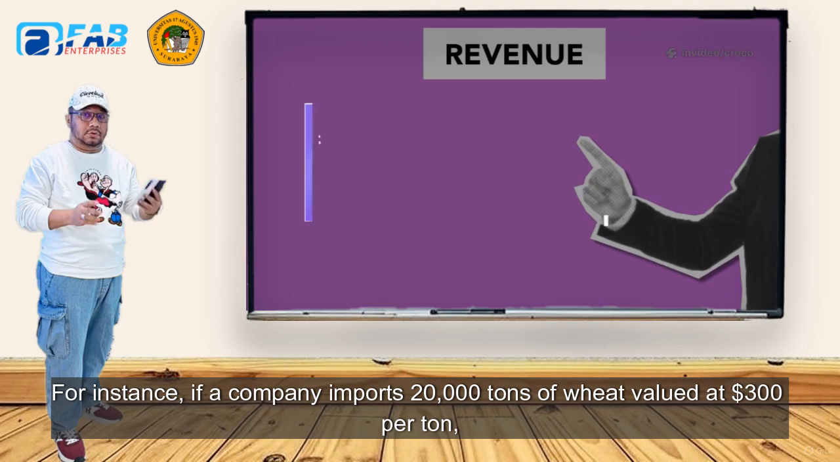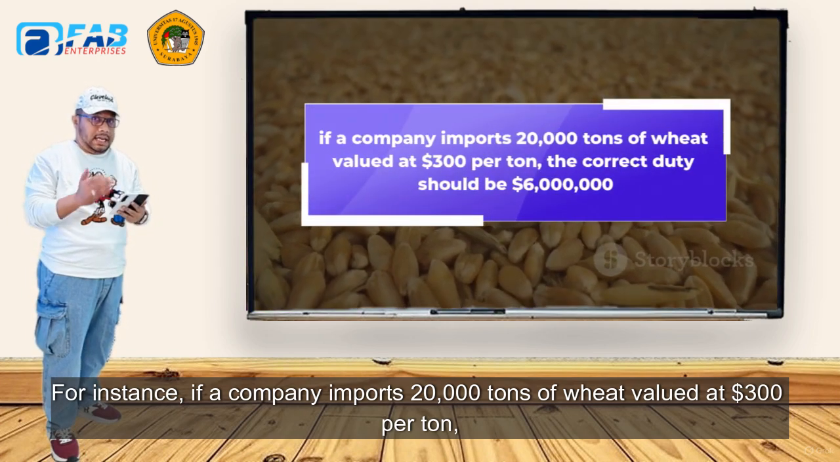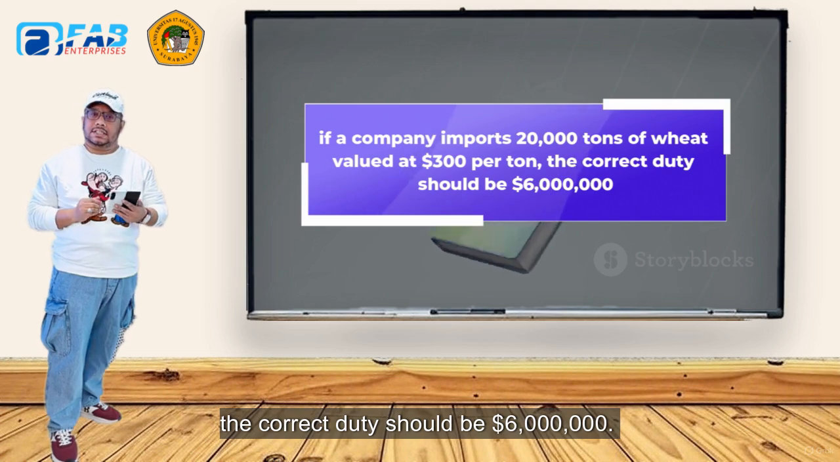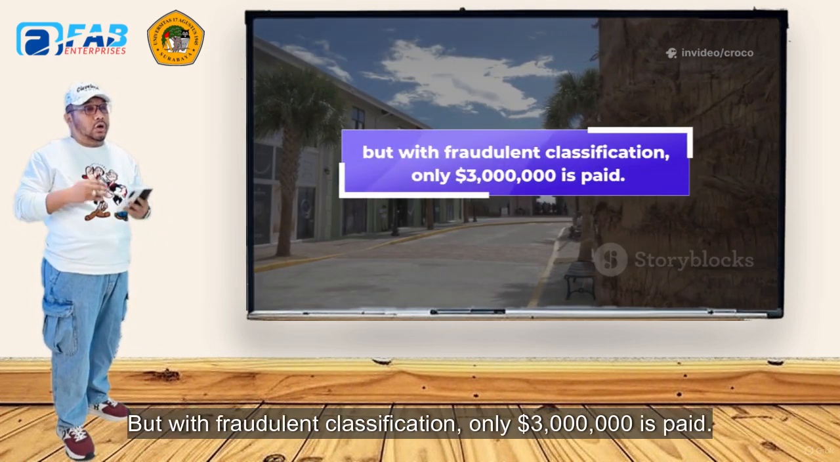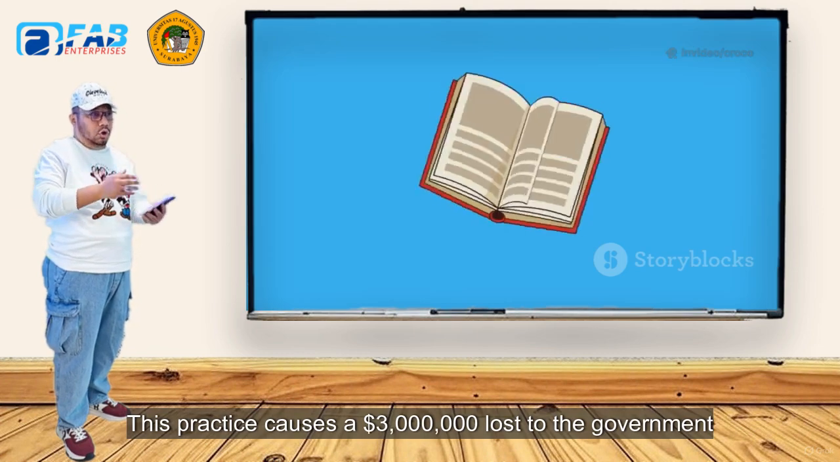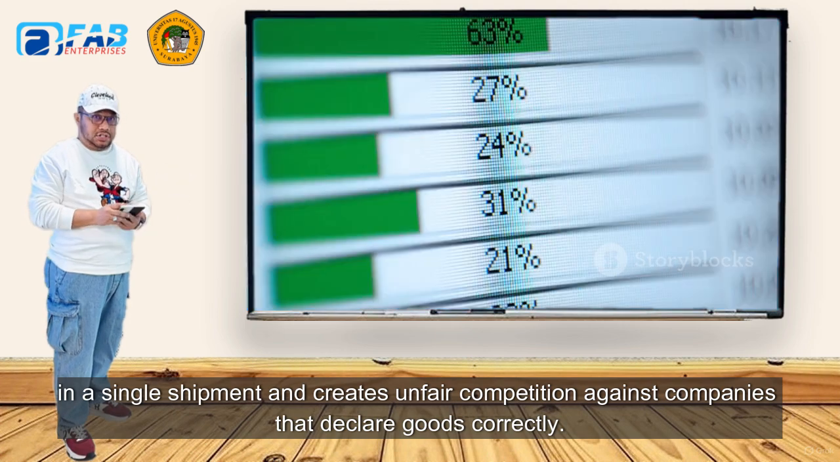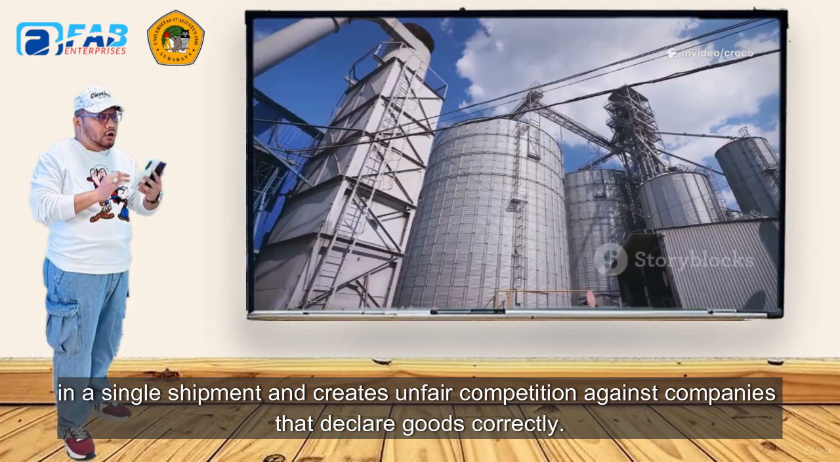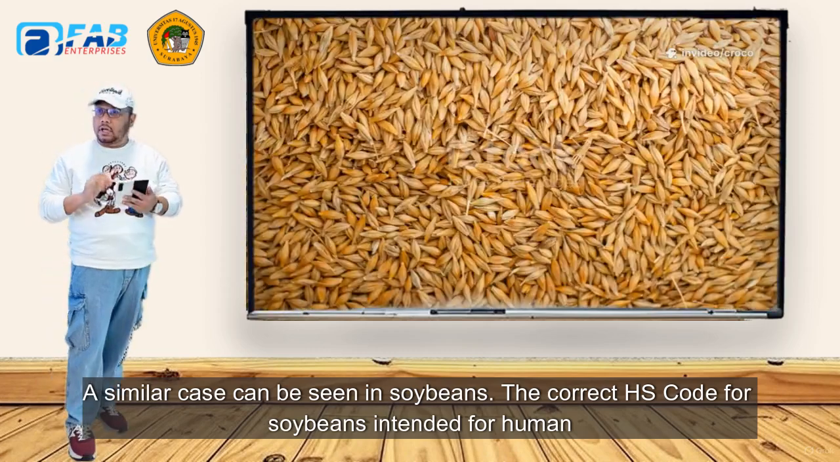For instance, if a company imports 20,000 tons of wheat valued at $300 per ton, the correct duty should be $6 million. But with fraudulent classification, only $3 million is paid. This practice causes a $3 million loss to the government in a single shipment and creates unfair competition against companies that declare goods correctly. A similar case can be seen in soybeans.